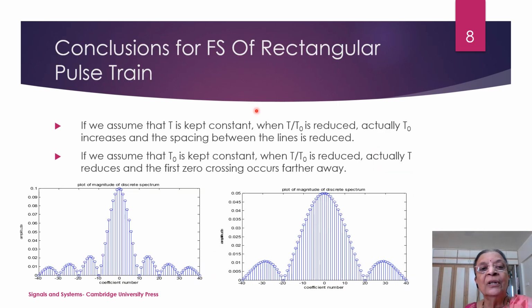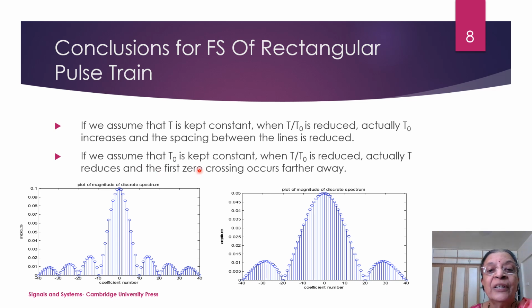Now how can you draw the conclusions for this rectangular pulse train? Let me assume that T is kept constant. What is T? T is the pulse width. If I keep the pulse width constant and t upon T0 is reduced, then T0, the period of the function, increases, and when capital T0 increases, the spacing between these lines increases. Now in this case, we have not used this particular variation, so the corresponding variation is not seen here. The second case is visible here.